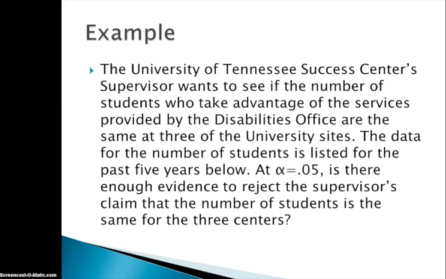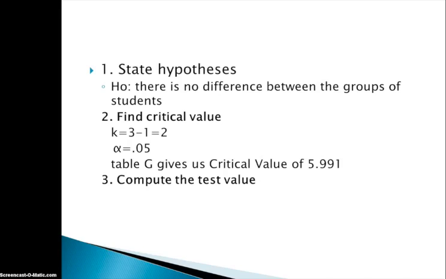Our example. The University of Tennessee Success Center supervisor wants to see if the number of students who take advantage of the services provided by the disabilities offices are the same at 3 of the university sites. The data for the number of students is listed for the past 5 years below. At alpha equals 0.05, is there enough evidence to reject the supervisor's claim that the number of students is the same for the 3 centers?